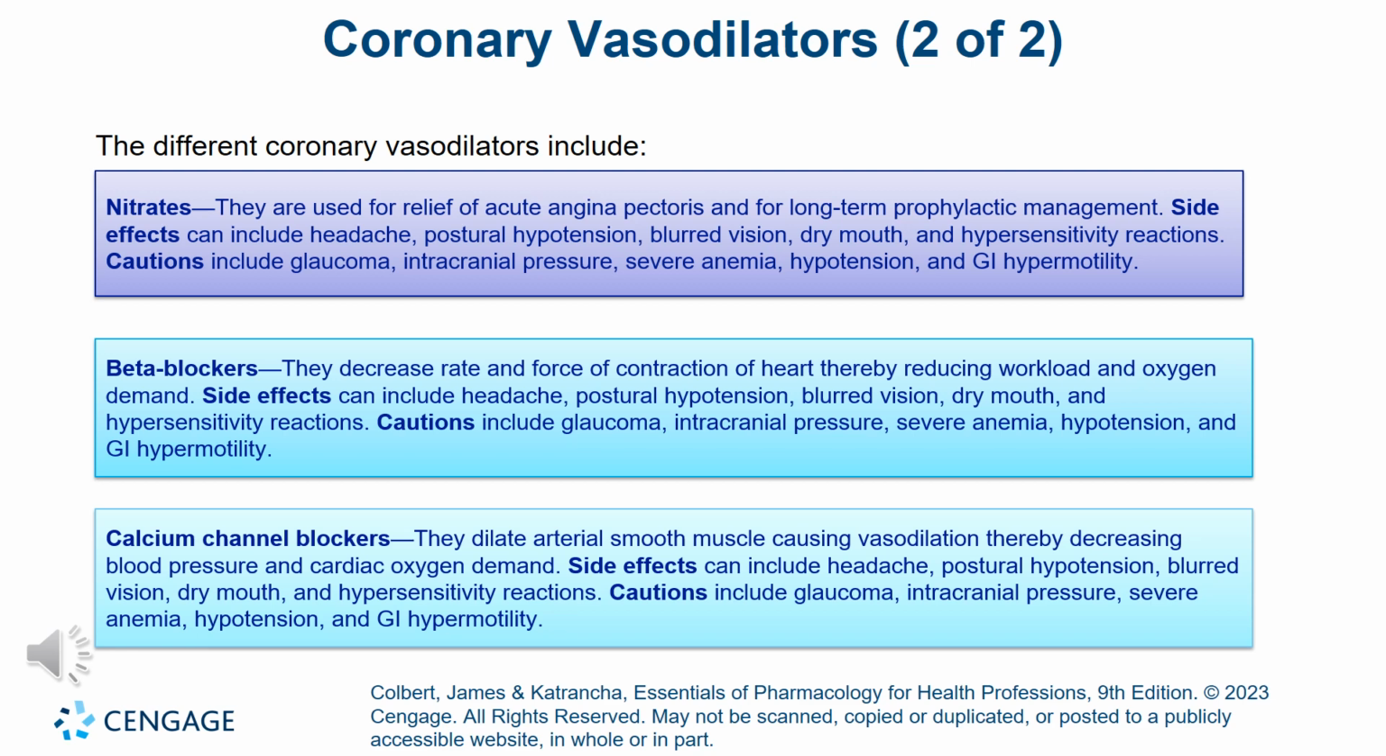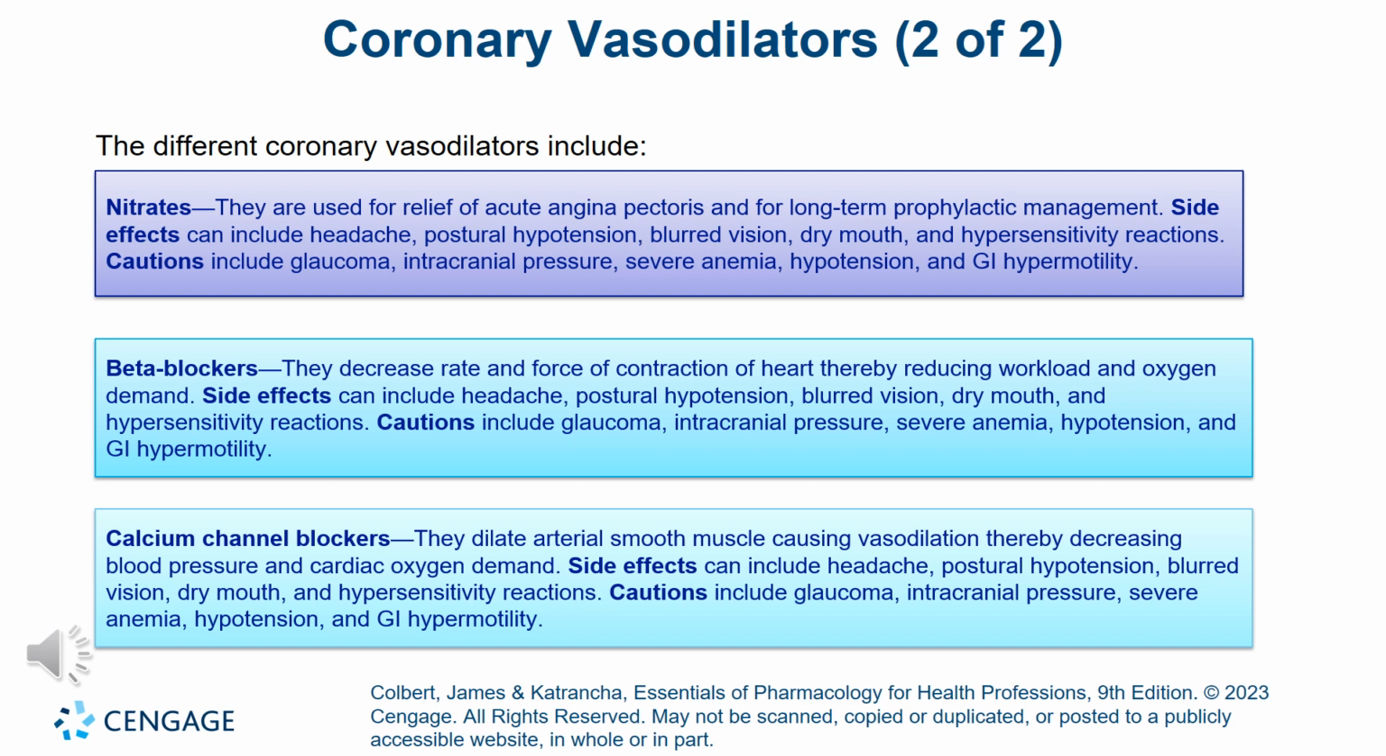The beta blockers decrease the rate and force of contraction of the heart, thereby reducing the workload and oxygen demand on the heart. Side effects for the beta blockers include headache, postural hypotension, blurred vision, dry mouth, and hypersensitivity reactions. Some cautions with the beta blockers include glaucoma, intracranial pressure, severe anemia, hypotension, and GI hypermotility.